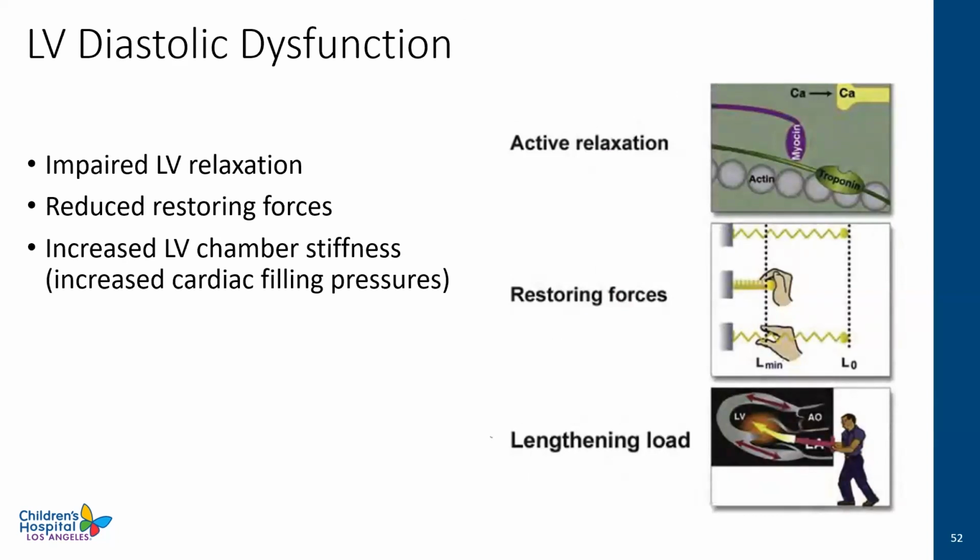The components of diastolic dysfunction include impaired LV relaxation, reduced restoring forces, or increased chamber stiffness. So basically, there's 2 main inputs of diastolic dysfunction. It's either that your ventricle is intrinsically dysfunctional, or your loading conditions in your atrium and ventricle are affecting that. Other factors that can influence diastolic dysfunction are age, heart rate, and ventricular interdependence.